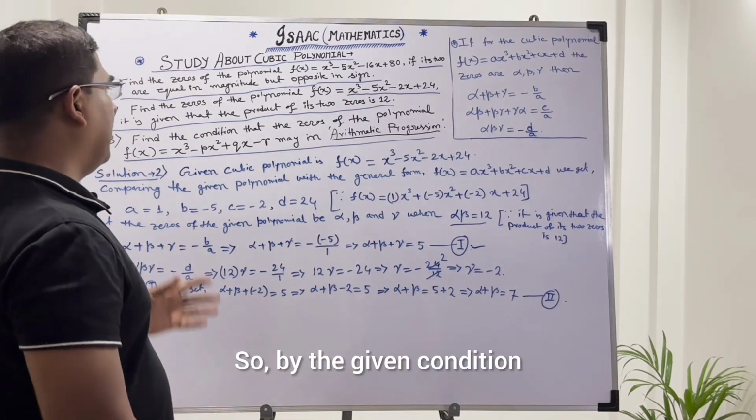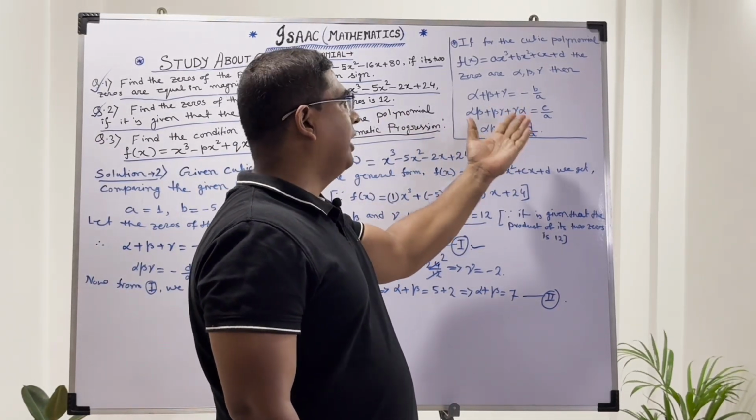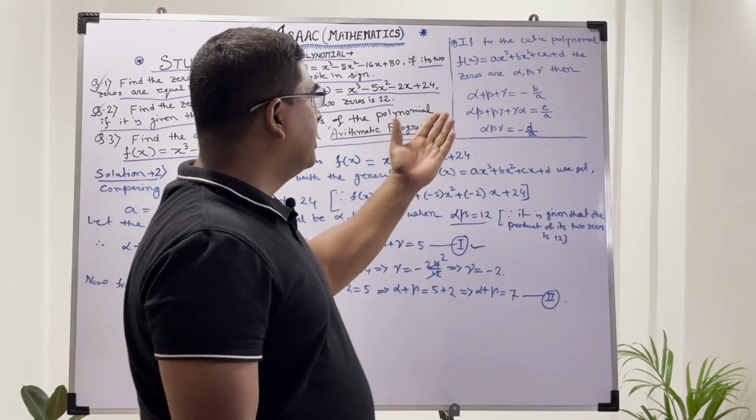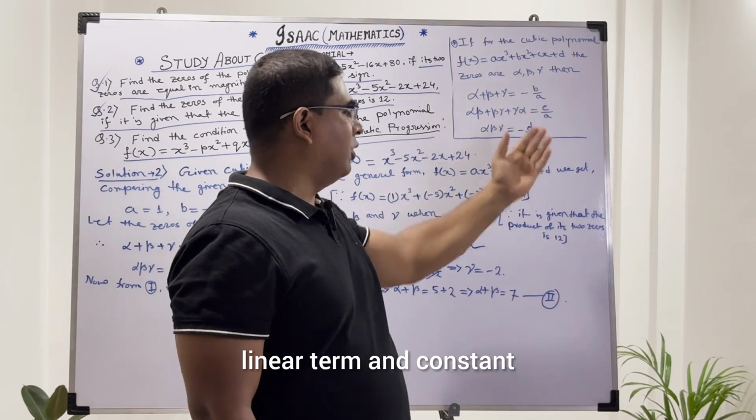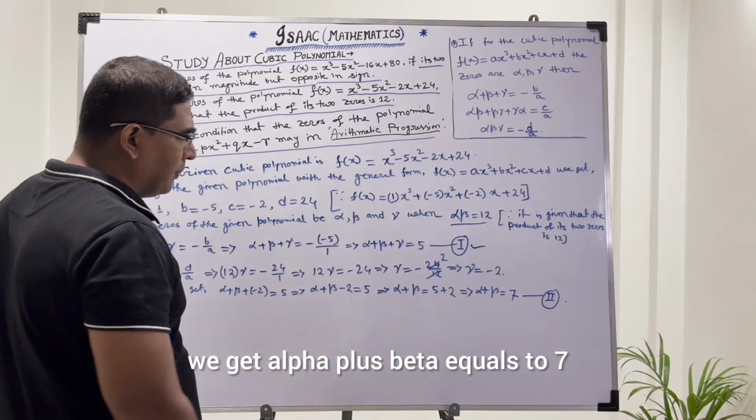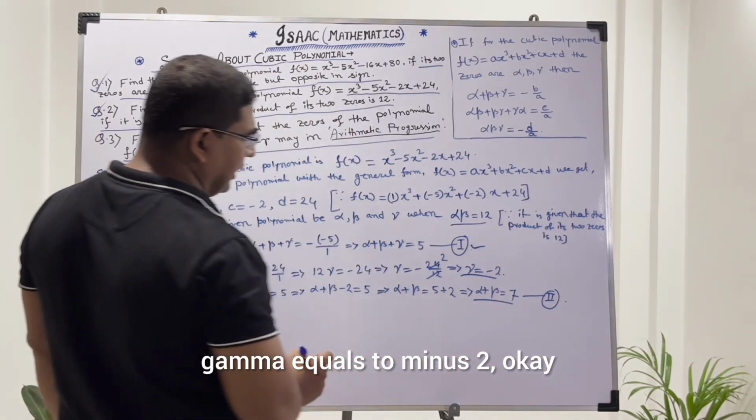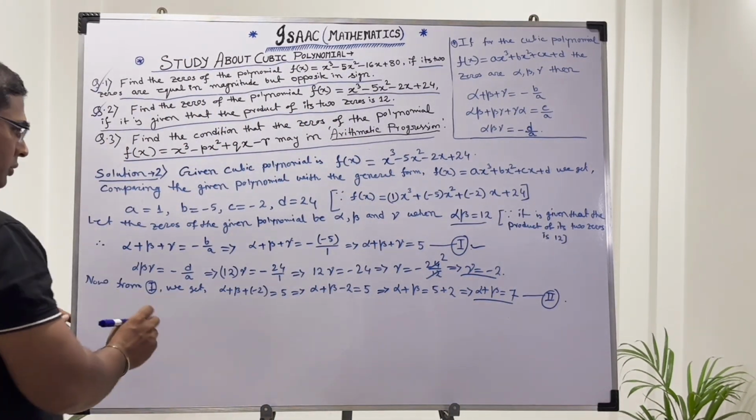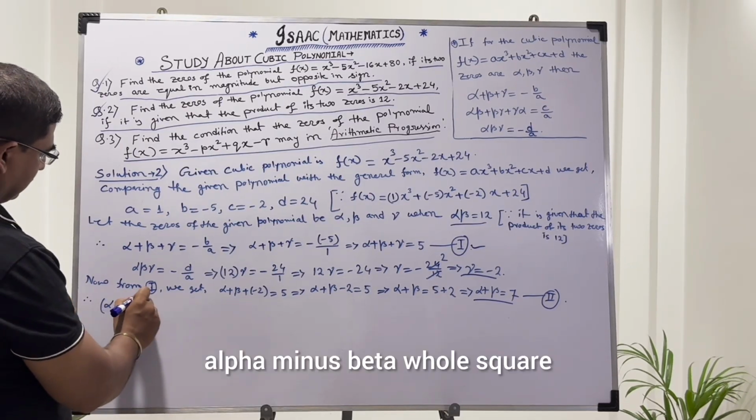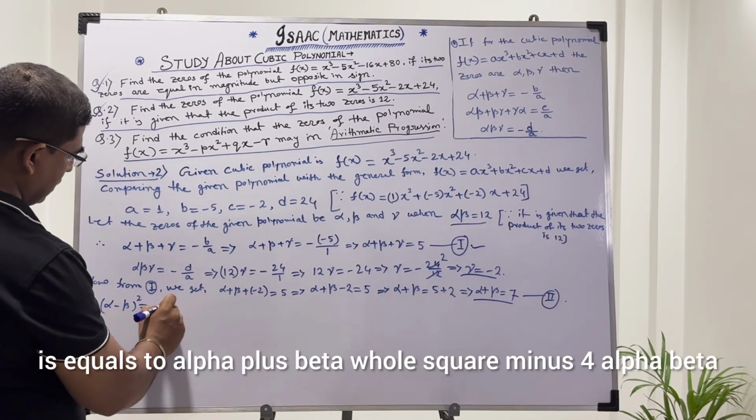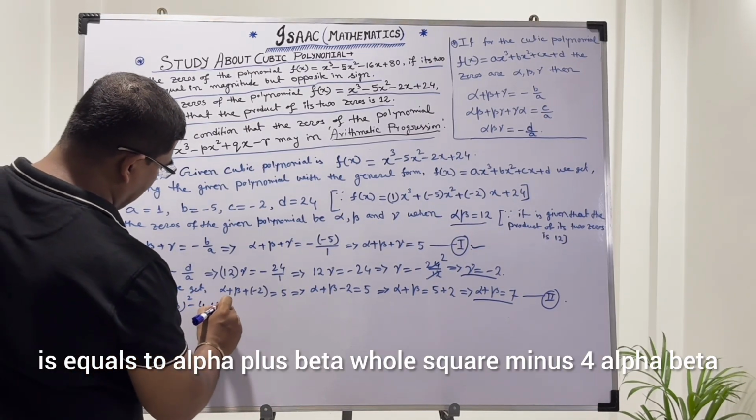Okay. So by the given condition and the relationship between the zeros and the coefficients of cubic term, quadratic term, linear term and constant, we get alpha plus beta equals 7, gamma equals minus 2. Okay. Therefore, alpha minus beta whole square equals alpha plus beta whole square minus 4 alpha beta.